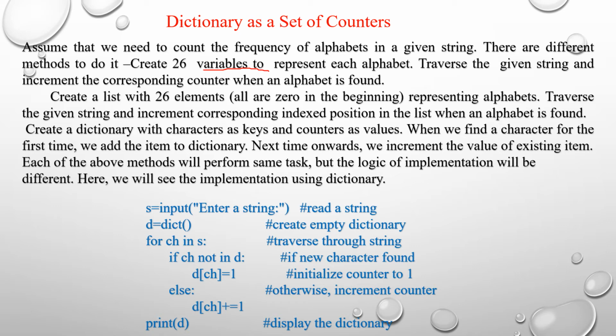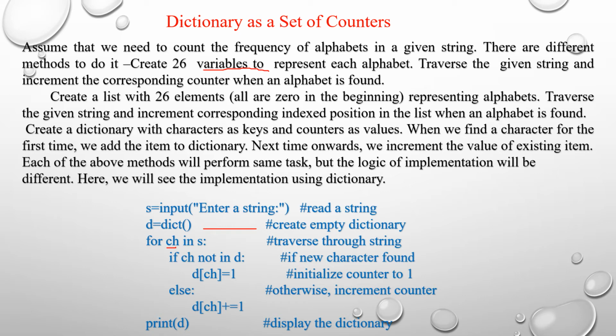So this instruction, s is equal to input, enter a string, reads the string. After that we are creating one empty dictionary. d is equal to dict parenthesis, this will create the empty dictionary. After that we are declaring one loop. This loop traverses through the string, and I name the loop variable ch in s. s is the user input.